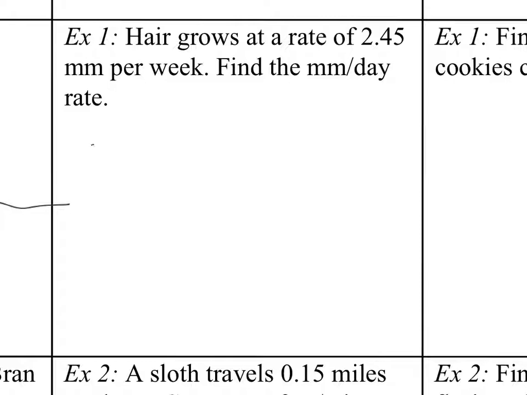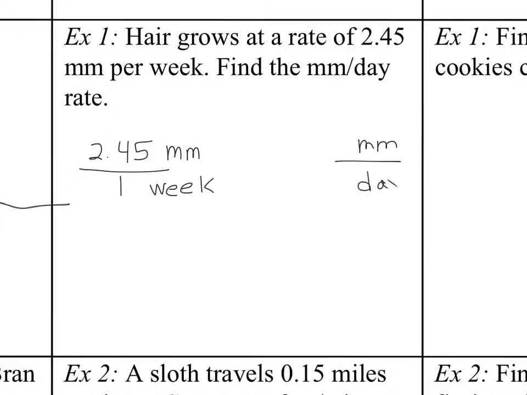So I'm going to write 2.45 millimeters in 1 week. And at the end I want to have millimeters per day. This is called unit analysis, when you're rewriting one rate as another. It's really important in the sciences too.